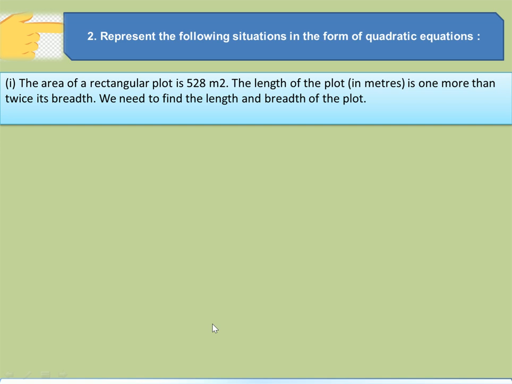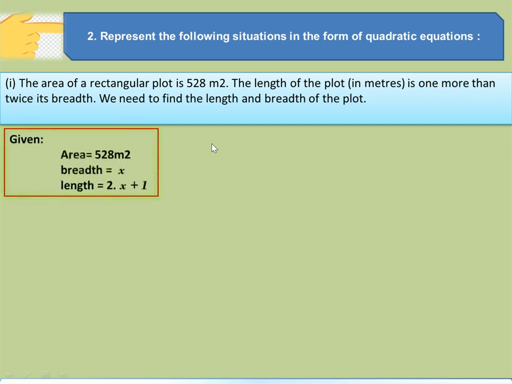First you have to convert into an equation. Okay, the area of a rectangular plot is 528 meters square. The length of the plot is one more than twice the breadth. We need to find the length and breadth of the plot. Okay, what is given here?